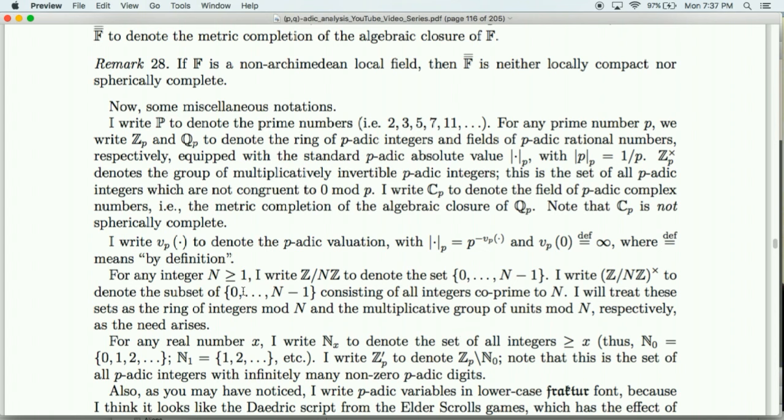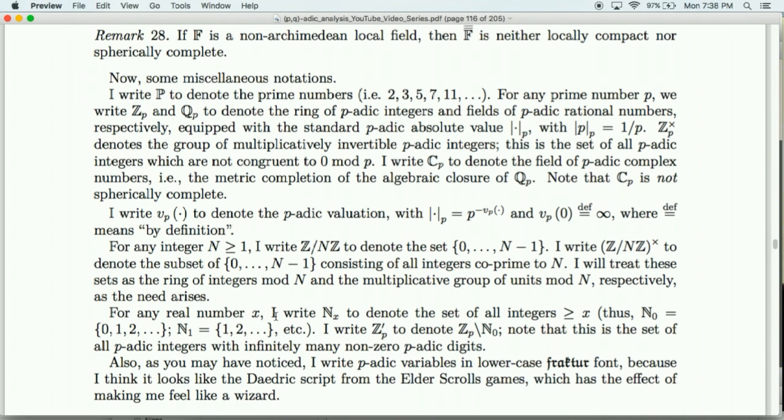For any integer n greater than or equal to 1, Z mod nZ is the set of integers from 0 to n minus 1. I then put a cross to denote the subset of this which is coprime to n. I will treat these things as rings of integers modulo n, and the group of units thereof, as the need arises.